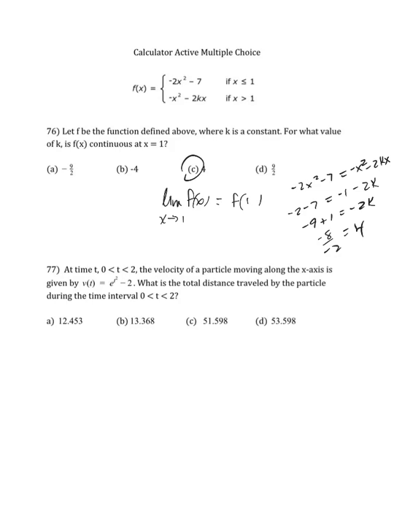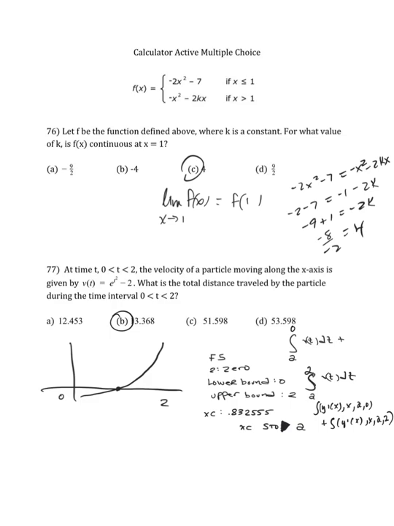77. They give you this function from 0 to 2. The function is e to the t squared minus 2. Okay, the velocity function. They want the total distance. So I'm going to pause for a moment. I'm going to type this into my calculator.